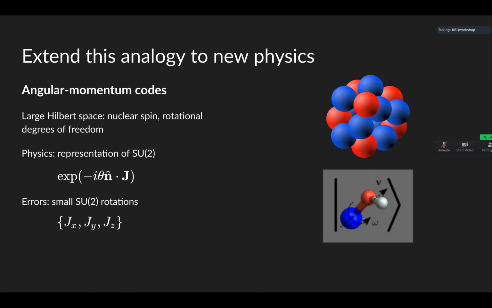So here we're going to have a large Hilbert space that's not a tensor product structure. It's also not a harmonic oscillator, but it's going to be some large representation of SU2, so some system of angular momentum. This could be a nuclear spin, or it could be the rotational degrees of freedom of something like a molecule.